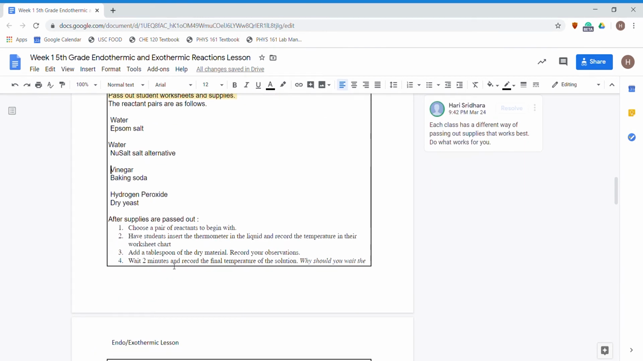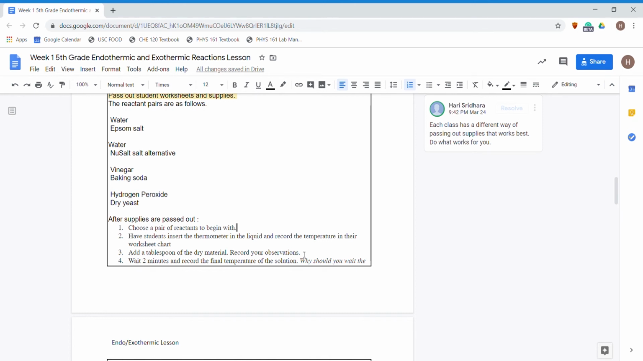Now, that does come with one complication, and that's right here, for the waiting 2 minutes to record the final temperature of the solution. Yes, as scientists, we know that we want to minimize as many variables as possible so we can best understand our scientific results, but that might not be as practical here if you are passing out the materials in a staggered fashion going from group to group, because that means the students might not be starting their experiments at the same time, and thus might not reach the 2-minute mark at the same time.